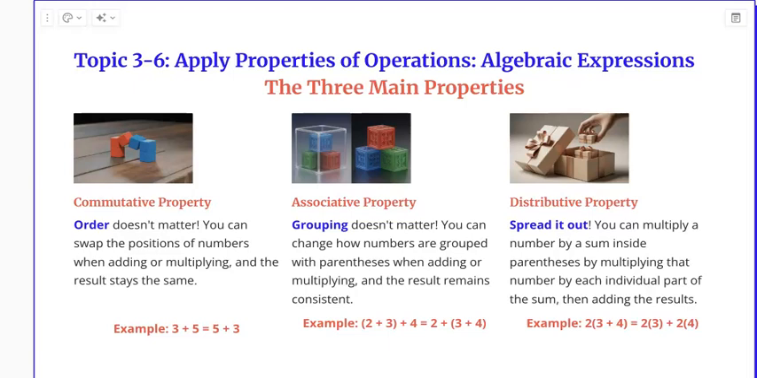Hello and welcome to the next lesson in topic 3. The title is 3-6, Applying Properties of Operations, Algebraic Expressions.